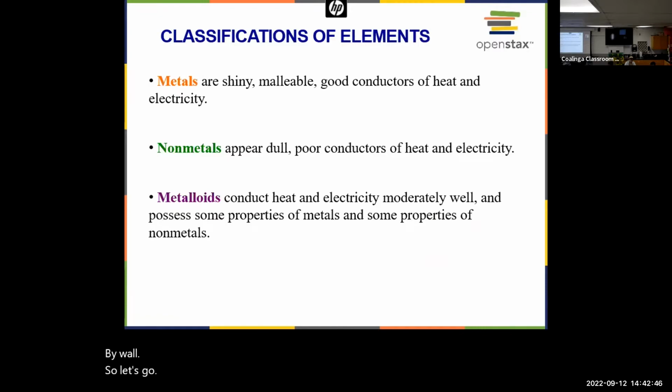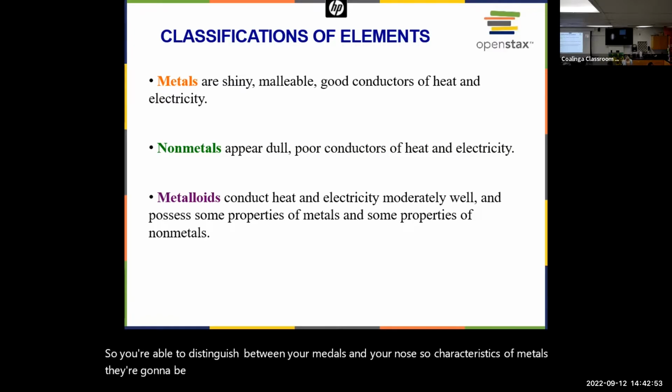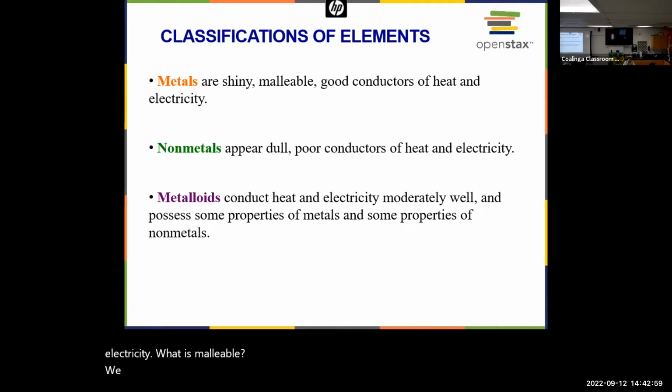So you're able to distinguish between your metals and your non-metals. The characteristics of metals: they're going to be shiny, they're going to be malleable, they're going to be good at conducting heat and electricity. What is malleable? Bendable, you can reform it, reshape it. Okay, that's good. I like that. If you have somebody who's worked with metals, obviously.